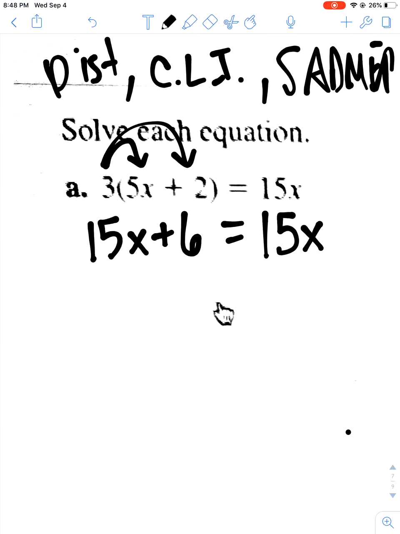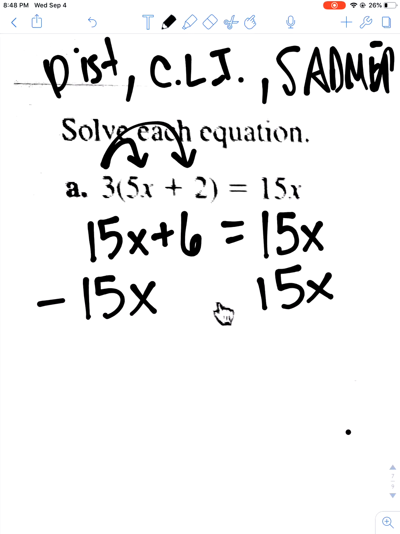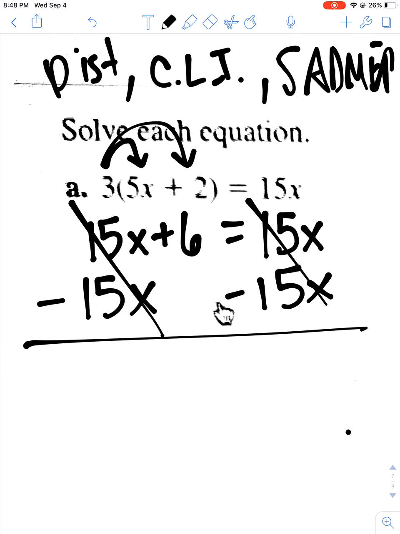So I want to combine my like terms. My x's are the same, so I want to be able to combine them. To do that, though, I've got to do negative so that it cancels on one side, but it also cancels on the other. But remember from that last problem we just did, if something cancels, it really means it goes to 0. But wait. 6 equals 0. That's not true.